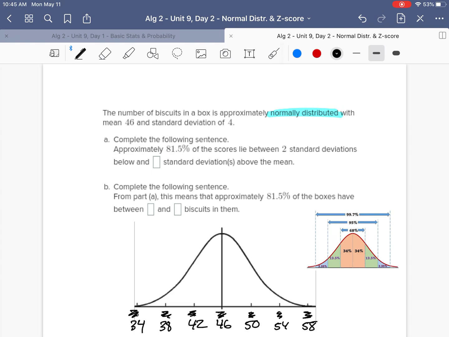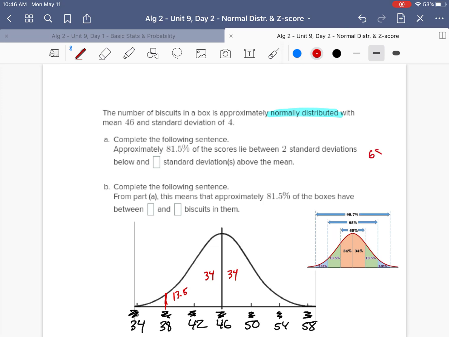All right, so complete the following sentence. Approximately 81.5% of the scores lie between 2 standard deviations below... So that means I'm starting right here. So if I start at this red line and go to the right, when have I covered 81.5%? So let's see. This first little group right here would be 13.5%. This next little guy right here would be 34 and 34. So I think I want those because I need to get all the way to 85.